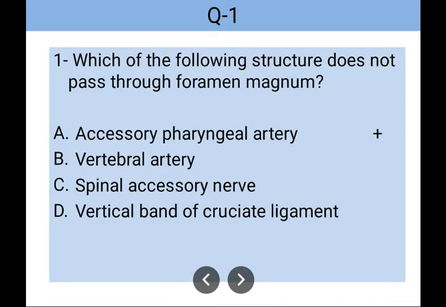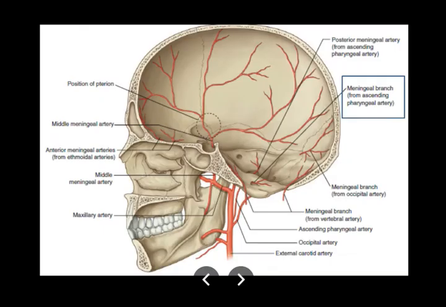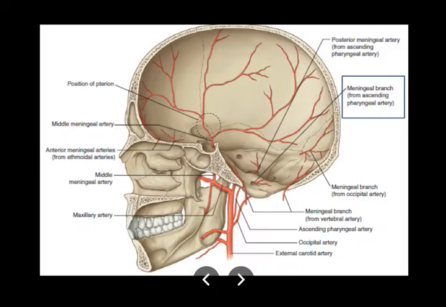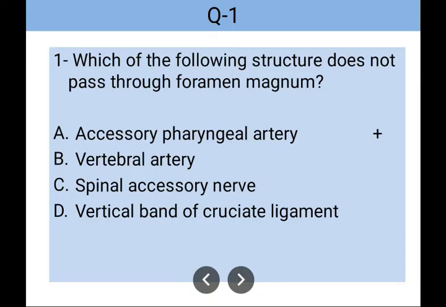Here we go. The first question: which of the following structures does not pass through the foramen magnum? That is the accessory pharyngeal artery. Here we can see that it goes upward from another foramina, but not from the foramen magnum. The rest of the structures pass through the foramen magnum.